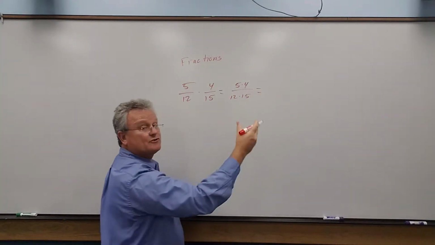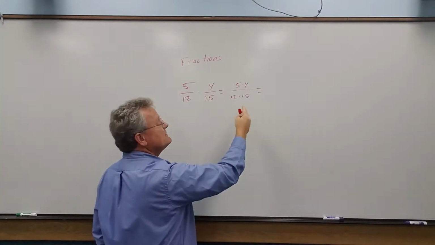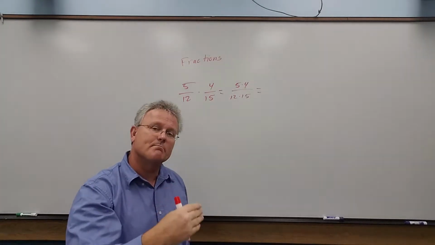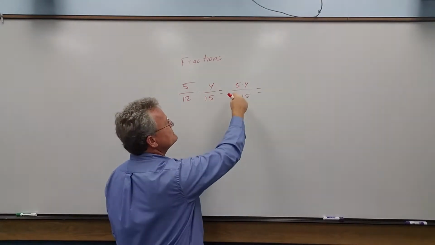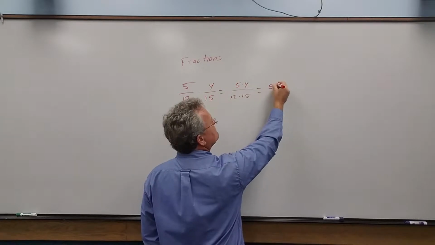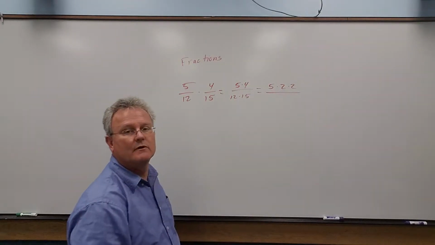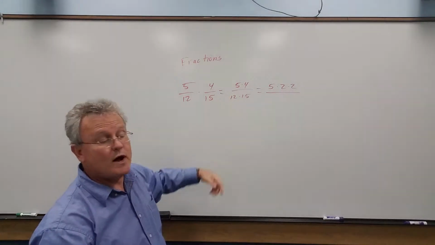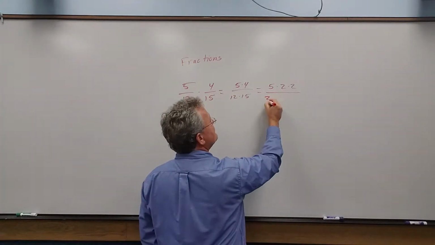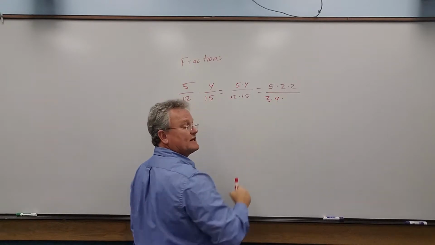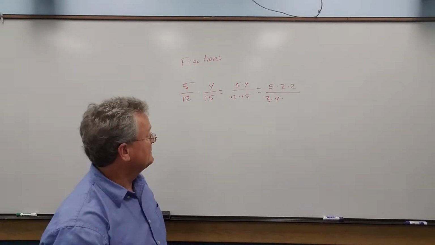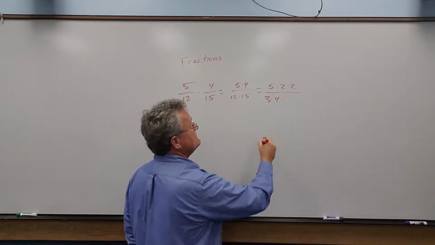So we factor everything completely. In other words, we write the numbers in their prime factorization. 5 is a prime number. 4 is 2 times 2. What about 12? 12 is 3 times 4. I know that's not prime. I'll worry about that later. 15 is 3 times 5.